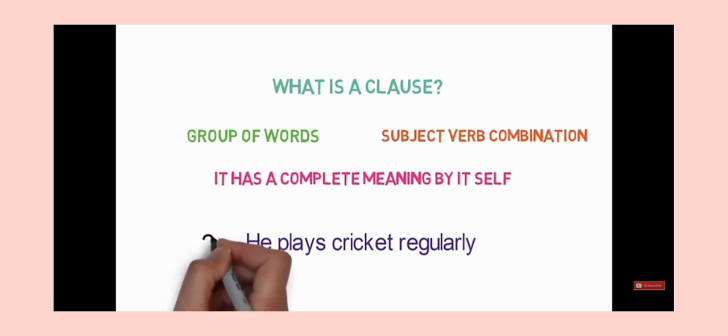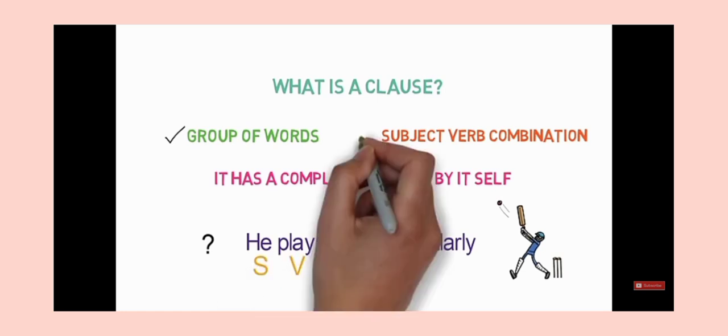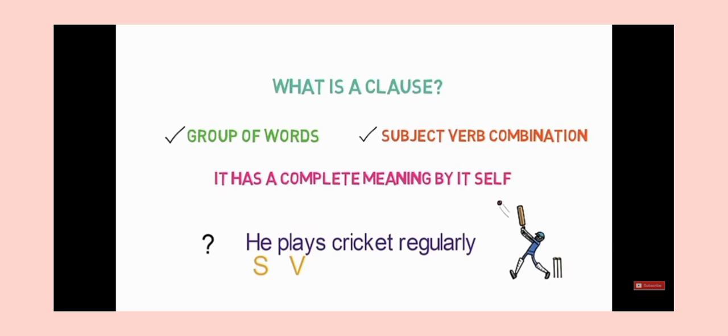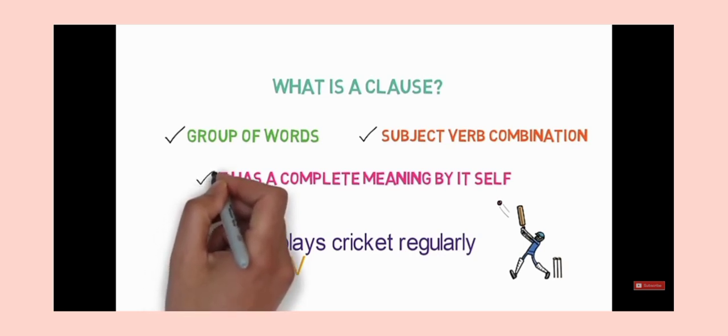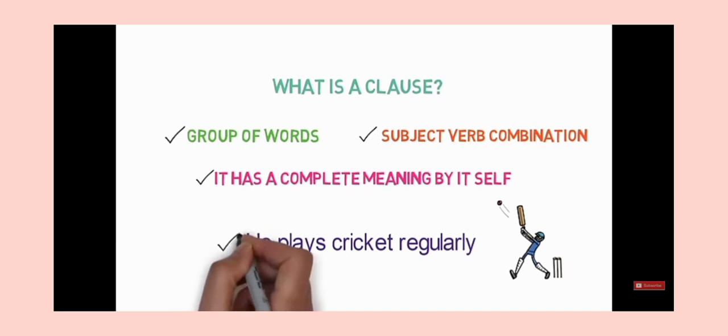Now, is this a clause? For that, we will check whether it is satisfying all the three conditions that we just discussed. Is it a group of words? Yes, it is. Here, he is the subject, plays is the verb, so it has a subject-verb combination. And the whole sentence, he plays cricket regularly, makes complete meaning by itself. Hence, we can say it is a clause.